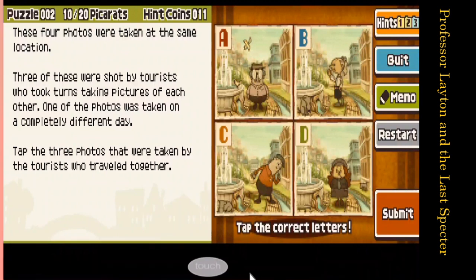The clouds are in the same arrangement. I'm hella confused. So there's a detail that's on all the pictures? I need a hint. I'm sorry. I need a hint.